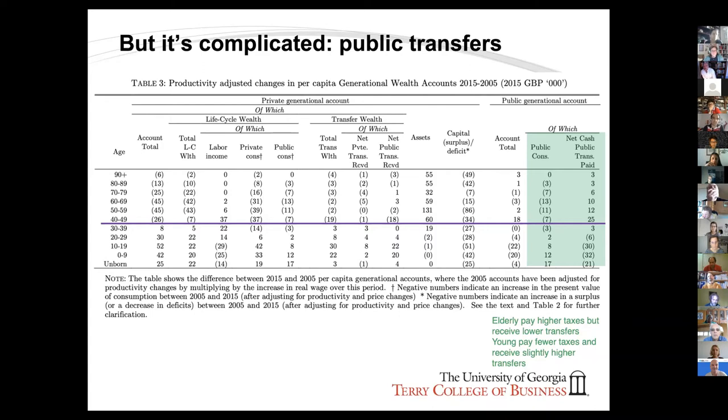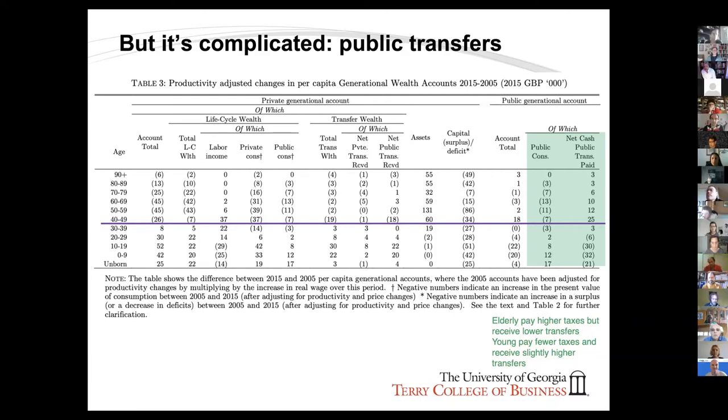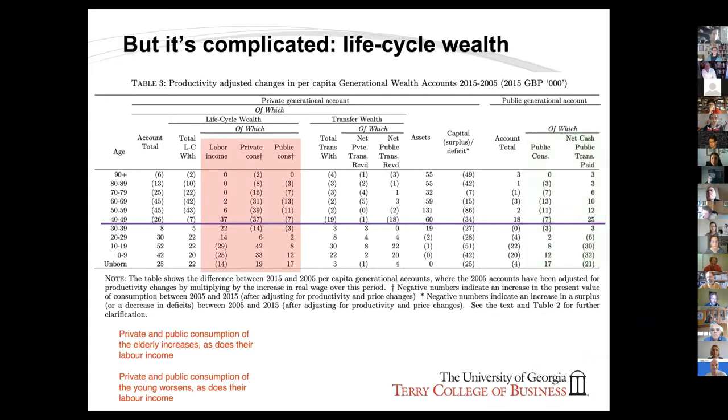And so what you see is that the older generations pay more tax than they were expected to pay in 2005, but they also receive lower transfers, whereas the opposite is true of the young. So the young receive higher transfers in expectation, but they pay slightly lower tax. In terms of the life cycle wealth, so that's the public side of the accounts.